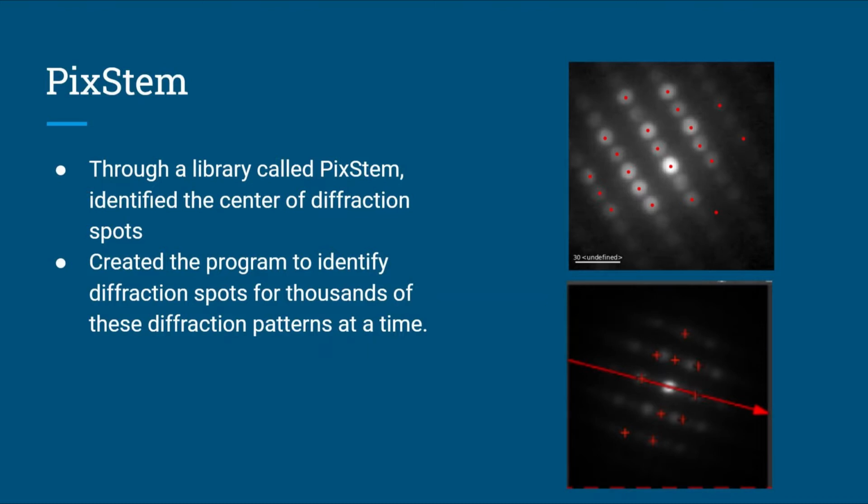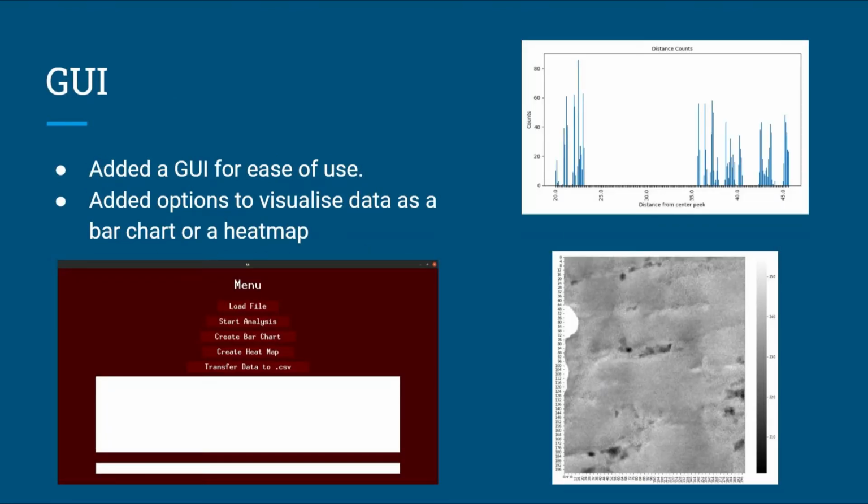We then created the program that went through each diffraction pattern in the dataset, identified the spots, and then created the strain map. To make the program easier to use, we added a graphical user interface, shown in the image to the left. We also added the option to visualize the analyzed data as either a bar chart or a heat map.